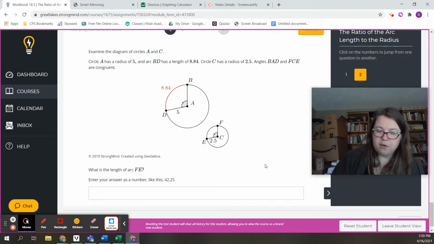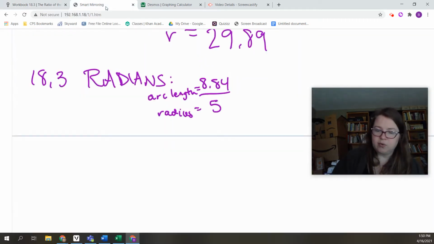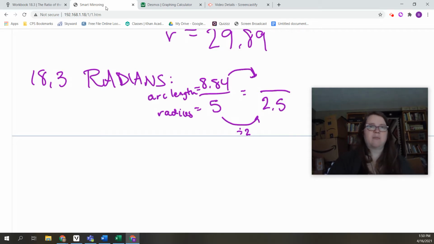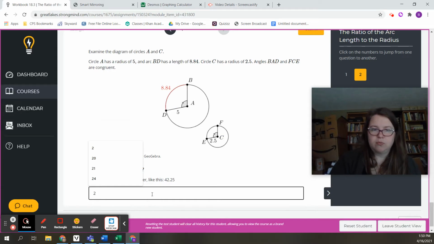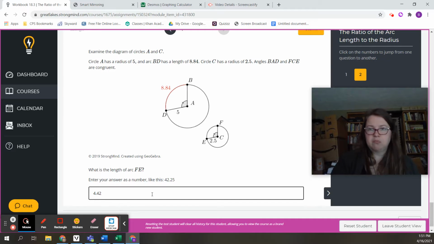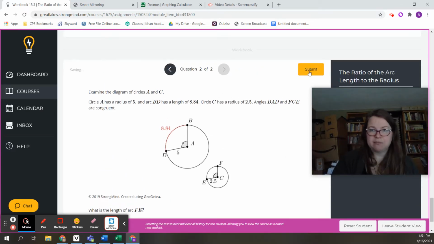And we want to set that same thing up for the smaller circle, which has a radius of 2.5. So if that's 2.5, then what would this be? And so notice to get from 5 to 2.5, that's half, or I divided it by 2. So 8.84 divided by 2 would give us 4.42, because we're dividing by 2, right? There you go. It's half of it.